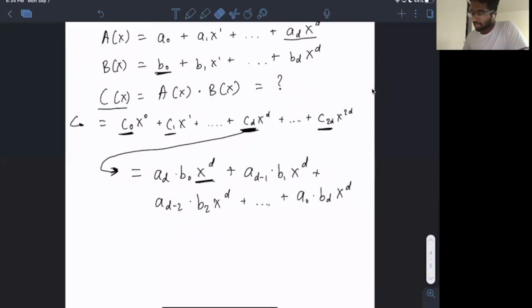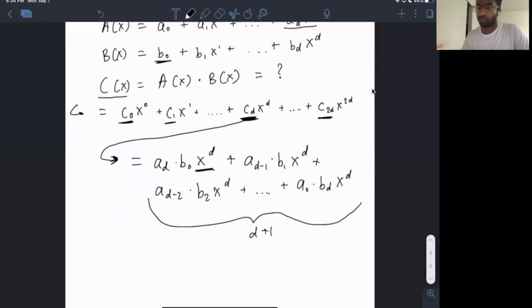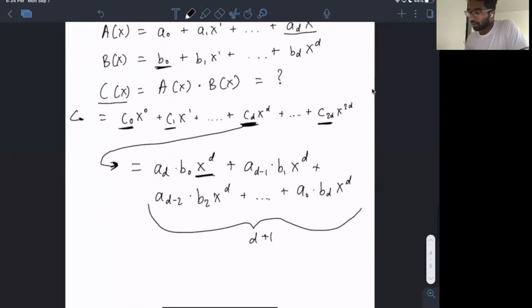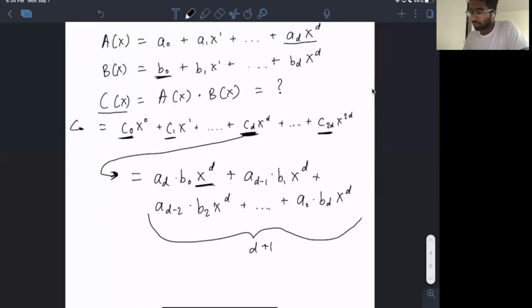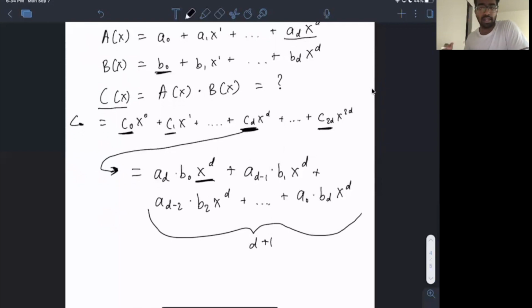If you look at this entire calculation, there are D terms here, or actually D plus 1. But for this, I'm just trying to show what the runtime of this preliminary algorithm is. The number of terms is O of D. For each coefficient, we have to compute around D products: A sub D times B sub 0, A sub D minus 1 times B sub 1, et cetera.